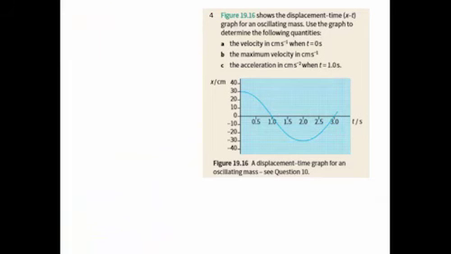This is also a question. This is a graph which shows the displacement time graph for an oscillating mass. Use the graph to determine the velocity when t equals 0. Here we have the displacement, in centimeter. We are asked to calculate the velocity in centimeter per second when t equals 0. So when t equals 0, x is maximum. This means that the velocity should be 0.